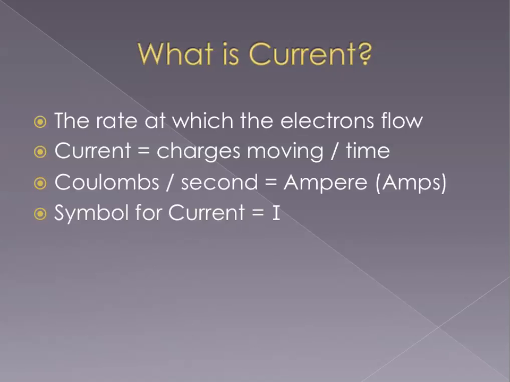So if I have electricity flowing at 5 amps, that means that 5 coulombs worth of charge passes a point every second.